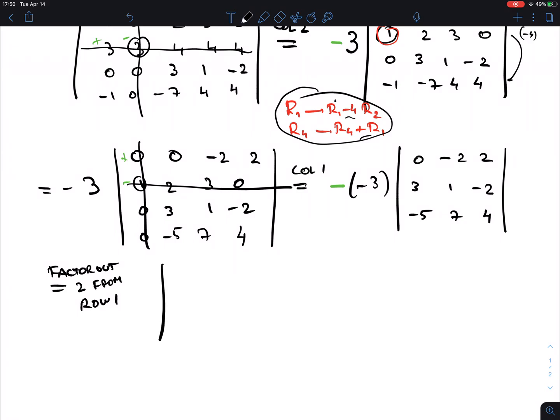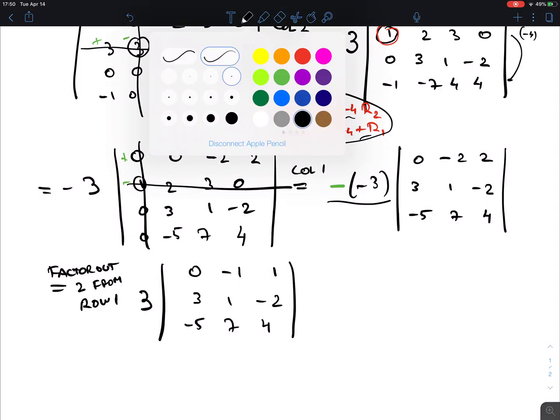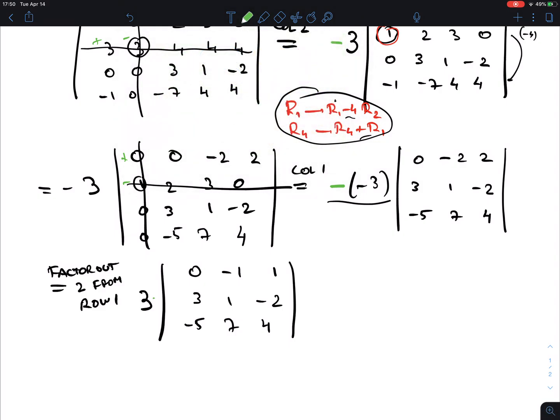Okay, so what do I have then? Remember, I still have the 3 here, and then I have 0, -1, 1, 3, 1, -2, -5, 7, 4. But we have factored out the 2, so this extra 2, I'm going to do this in a different color here, right? Comes also out. So that's the 2 here that I factored out. Okay?